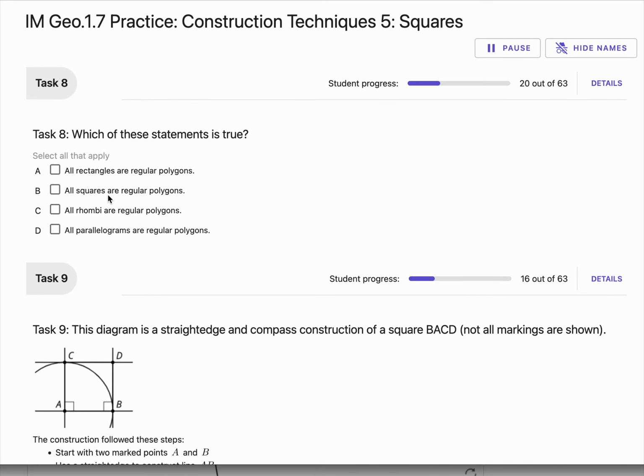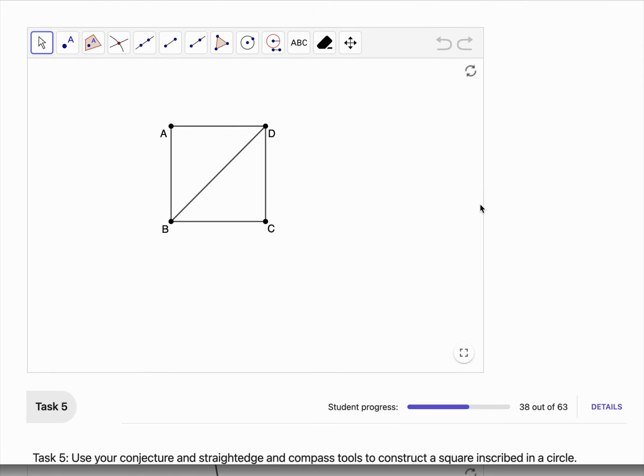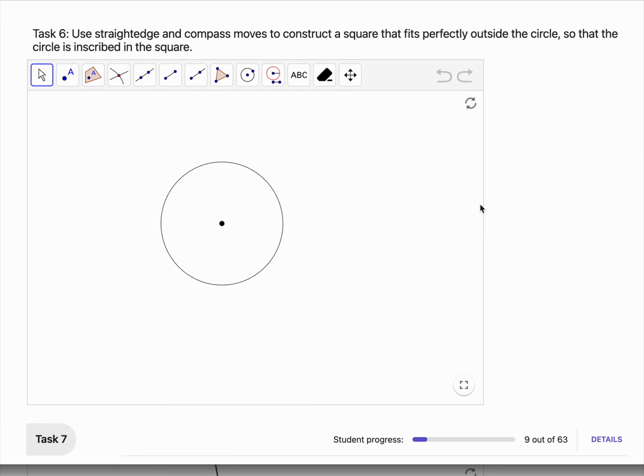Oops, not down there. Oops, didn't mean to do that. Let's go back over here. There we go. Task 6. Use a straight edge and compass to construct a square that fits perfectly outside the circle.